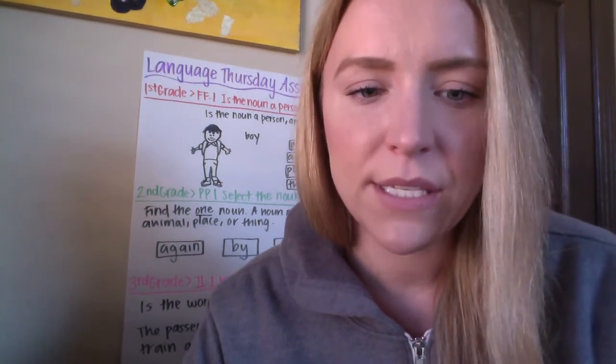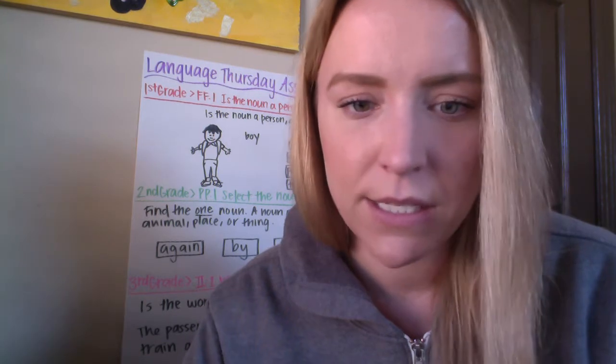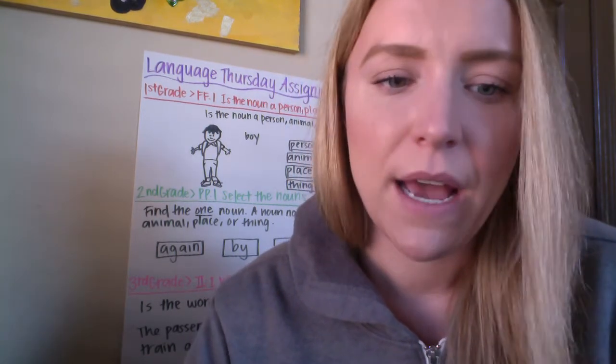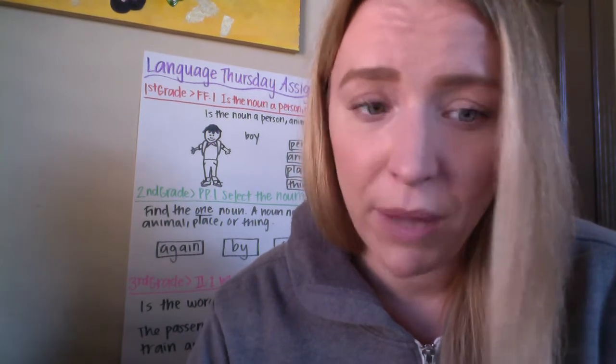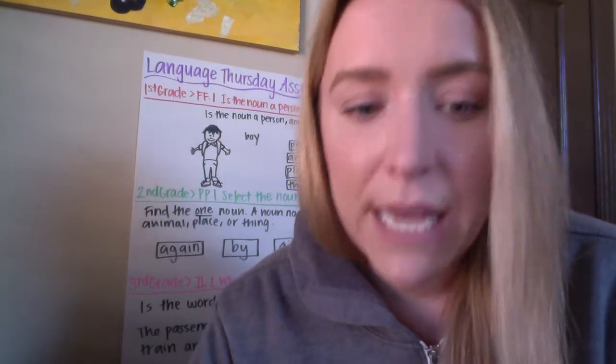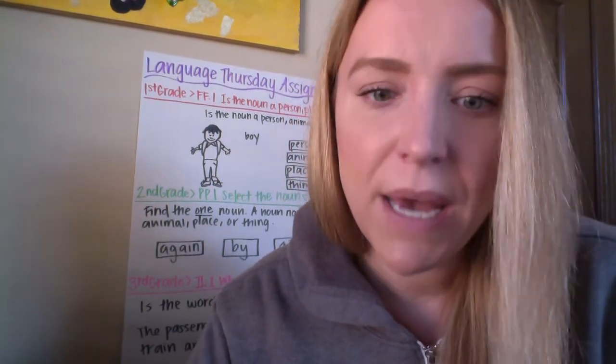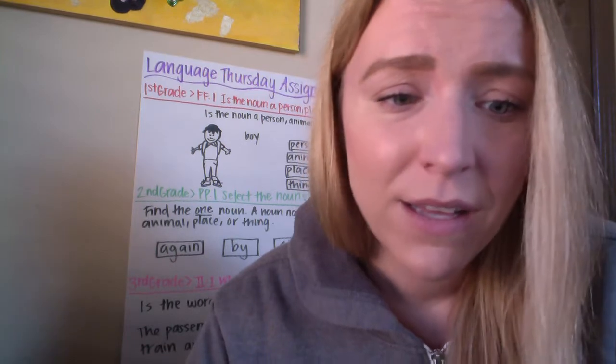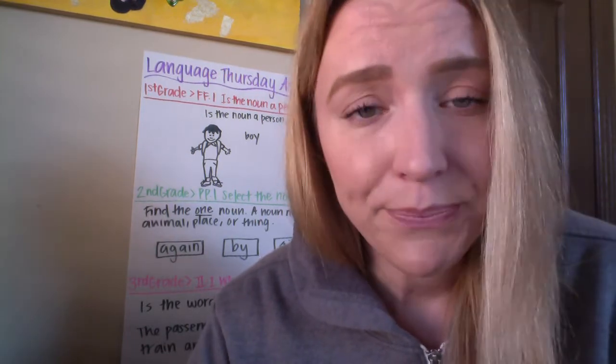So a noun is a type of word that every sentence must have. A noun can be a person, like a student, a teacher, a basketball player. A noun can be an animal, like a lion or a dog or a hamster. A noun can be a place, like a park or a school or a city. A noun can be a thing, like a tree, like a table or a sock.